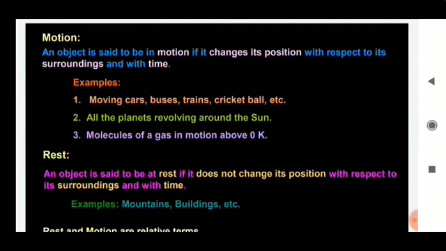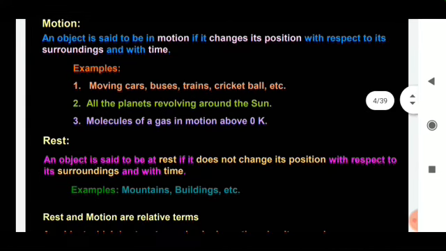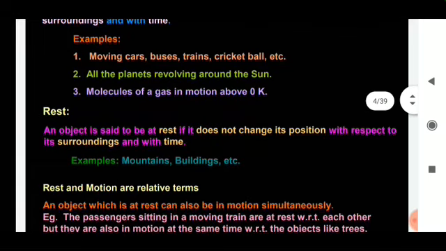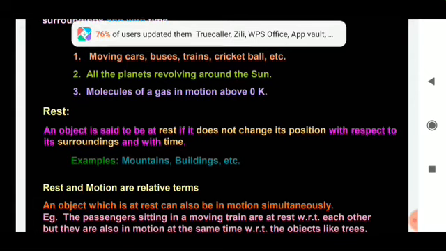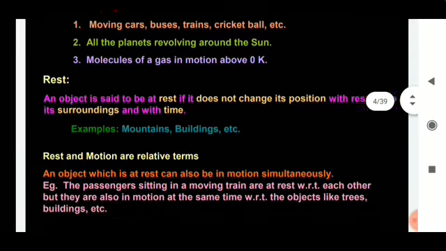Rest. An object is said to be at rest if it does not change its position with respect to its surroundings and with time. For example, mountains, buildings, these will be in the rest position. They won't move from one place to another place. So while sitting in the classroom, you will be in the rest position. While you are moving, from bench to bench or from your place to the blackboard, once again you will be in the motion position. That means from rest to the motion position.